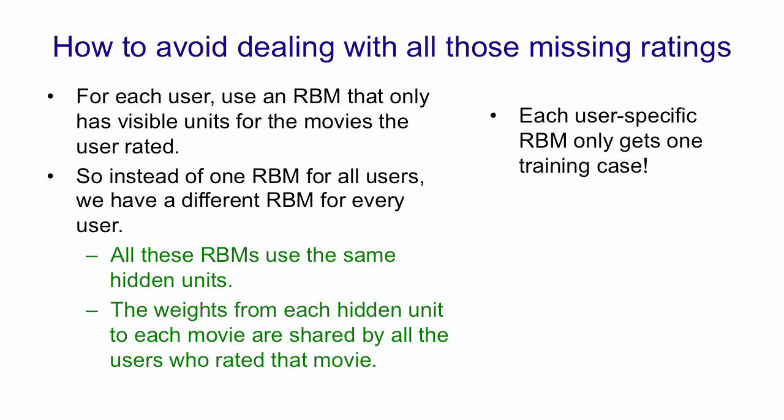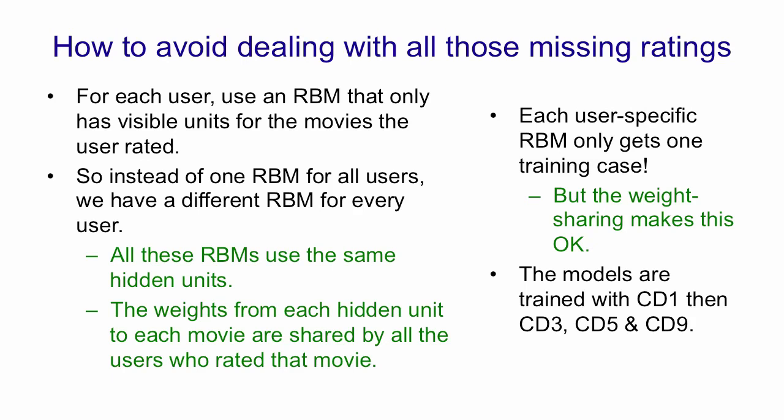We make this specific RBM for each user with the right architecture, that is the right number of visible units for the movies that the user rated. And now there's only 1 training case, which is that rating vector. But all of these 500,000 training cases share weights to hidden units, and so the learning works fine. The models are trained with CD1, and then after a while with CD3. That is, you go up and down 3 times before you collect the statistics for the negative phase, and then with CD5, and then with CD9.